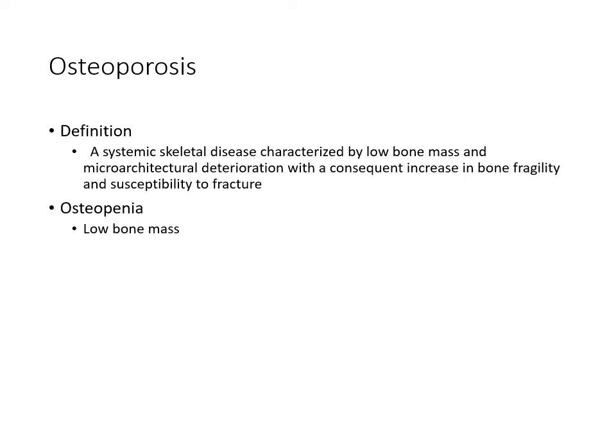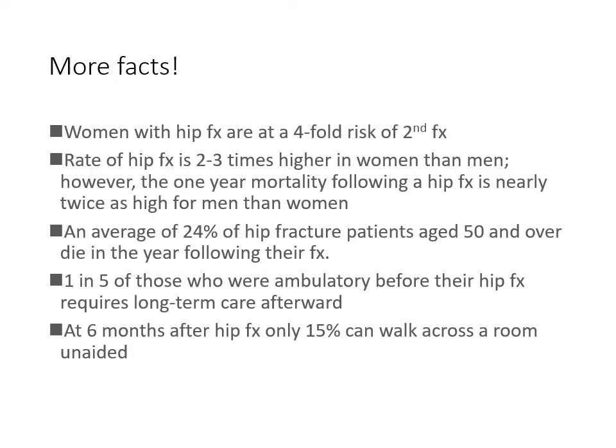One term you need to know is osteopenia. What is osteopenia? It is the low bone mass. Some facts about osteoporosis. Women with hip fracture are at fourfold risk of getting a second fracture. And the rate of hip fracture is 2 to 3 times higher in women than men. However, the 1-year mortality following a hip fracture is nearly twice as high for men than women.